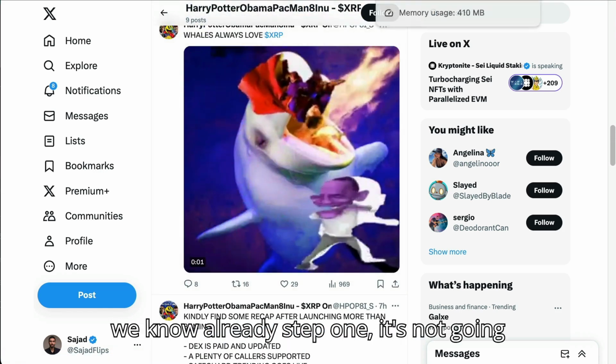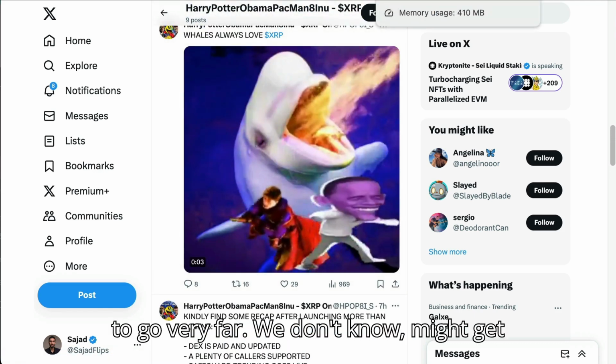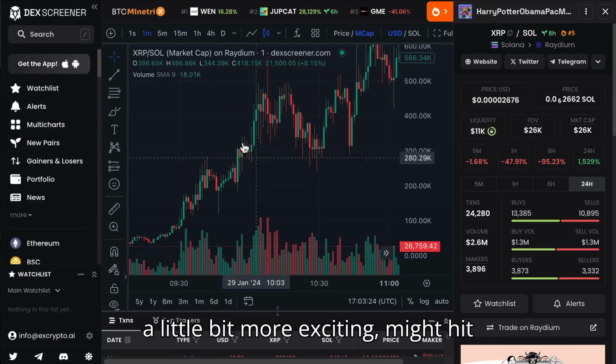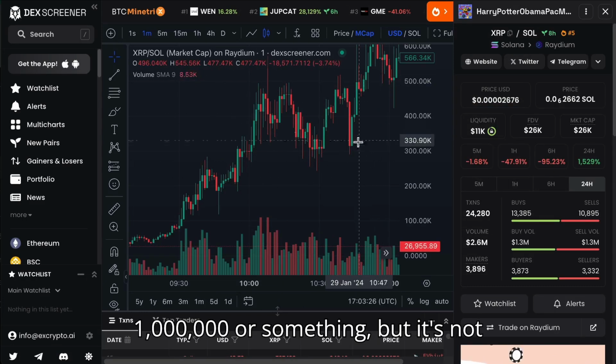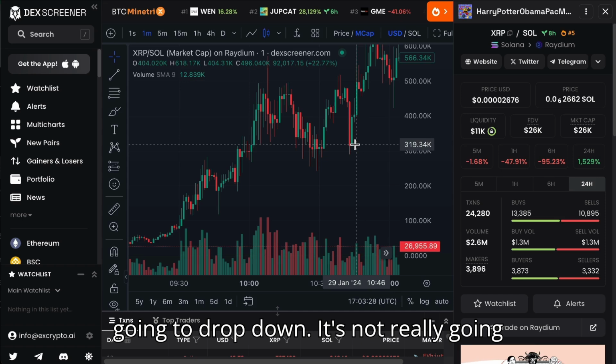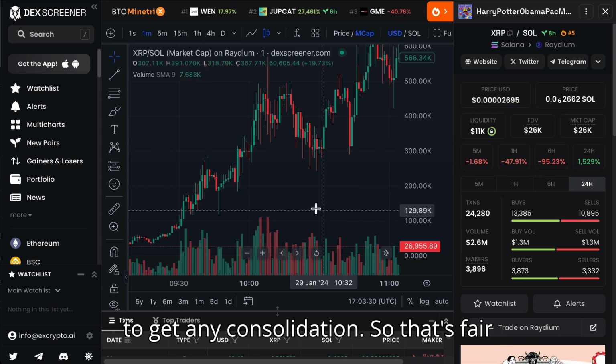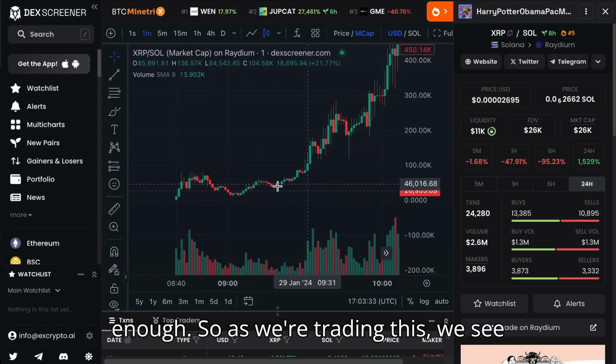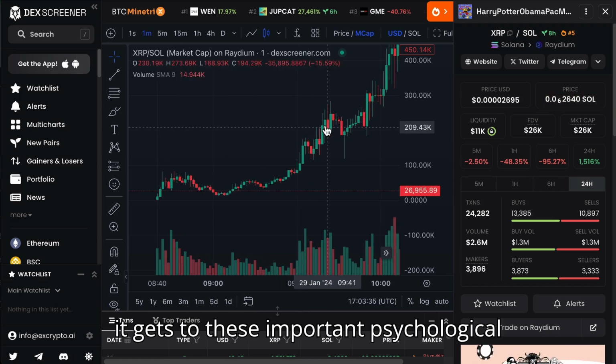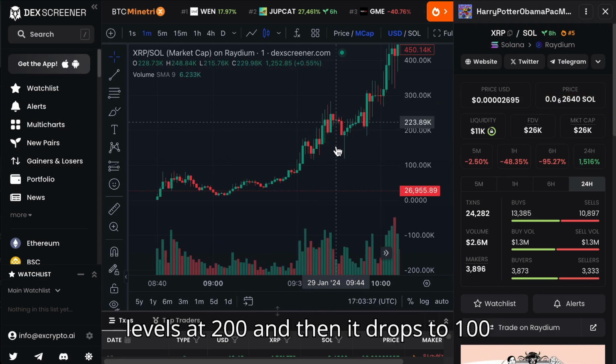So we know already, step one, it's not going to go very far. We don't know. It might get a little bit more exciting, might hit 1 million or something, but it's not going to go anywhere and it's very likely going to drop down. It's not really going to get any consolidation. So that's fair enough. As we're trading this, we see it gets to these important psychological levels at 200 and then it drops to 100.